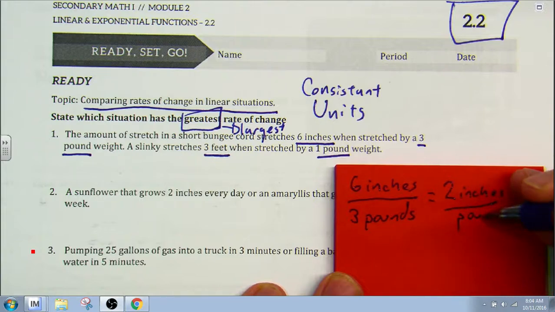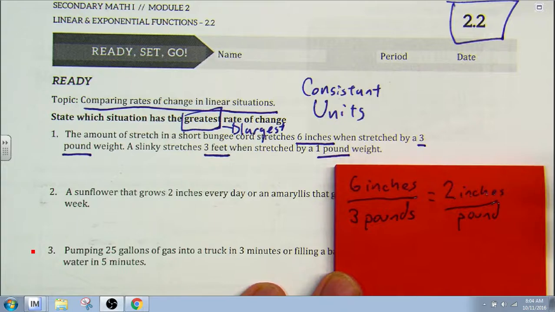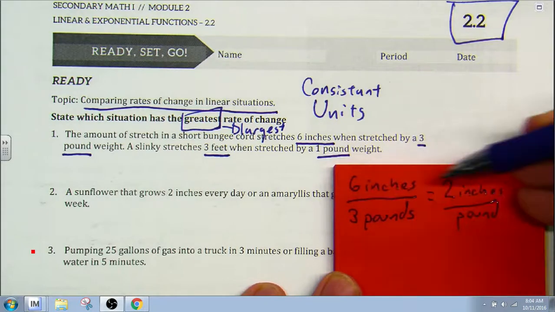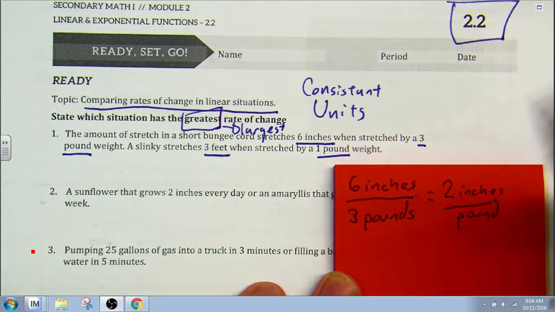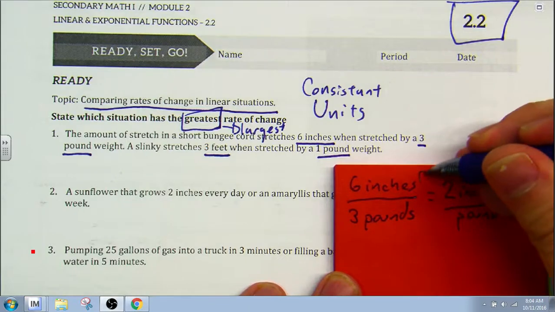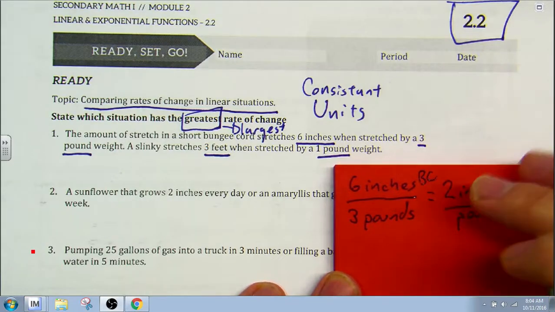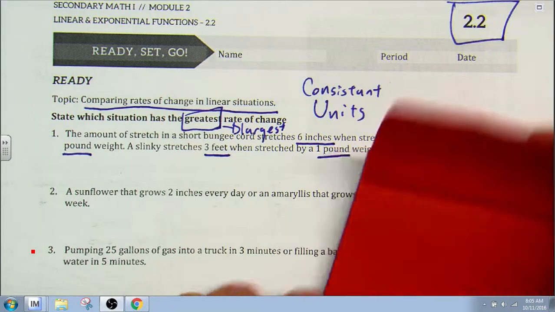That's how much it stretches. For every pound, I'm going to stretch 2 inches. Makes sense, right? I'm doing 6 inches for 3 pounds, so 2 inches per single pound. So that's going to be my bungee cord, my BC. Now I'm going to examine what it's like with the slinky.